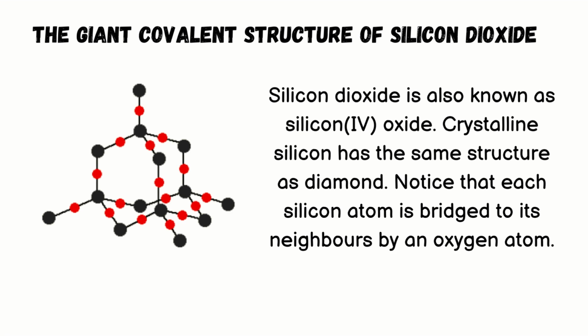The next comes the giant covalent structure of silicon dioxide. Silicon dioxide is also known as silicon 4 oxide. Crystalline silicon has the same structure as diamond. Notice that each silicon atom is bridged to its neighbors by an oxygen atom.